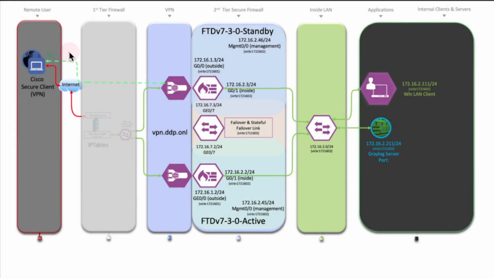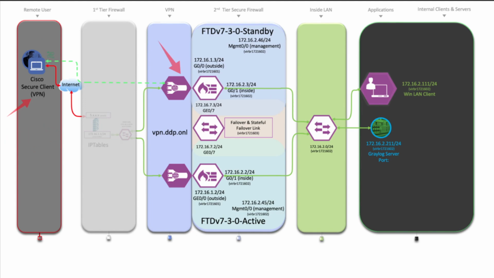In this setup, we will have a remote client that we're going to install the Cisco Secure Client software on. Over here, we have an IP table set up as a first tier firewall. If you've seen my previous video, that's how my setup looks like. What we've added is enabling the remote access VPN function in the FTDv itself. The setup is here. You can take a look at it to see how it's done.